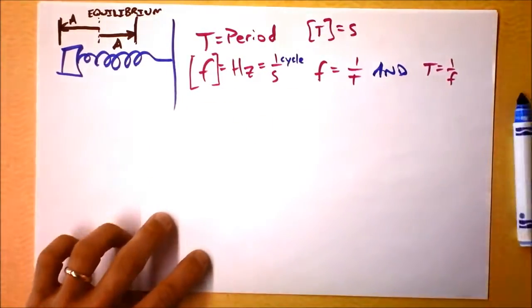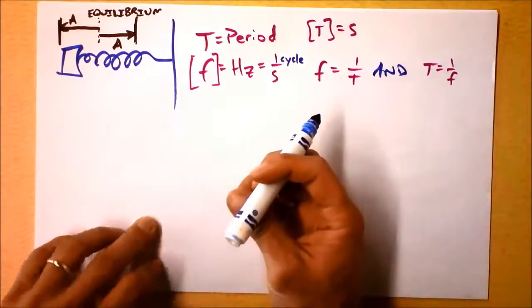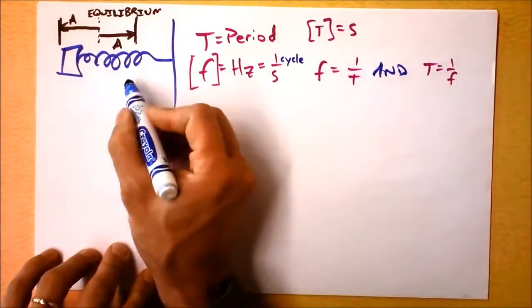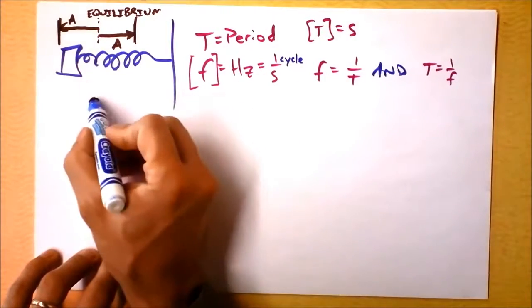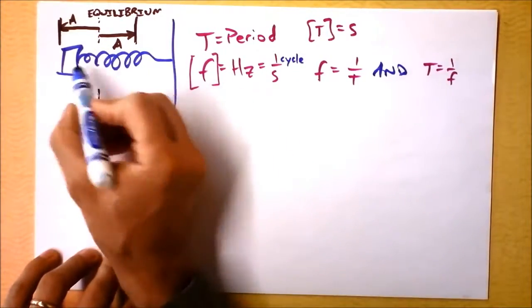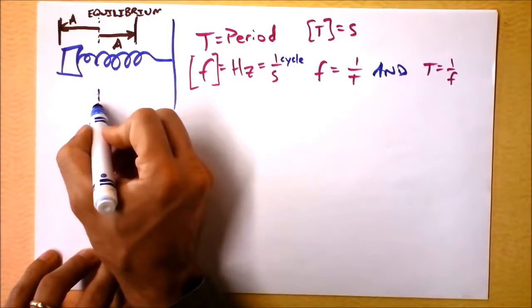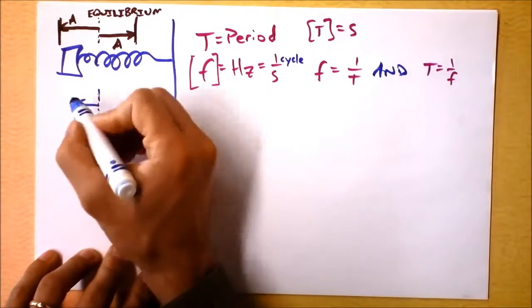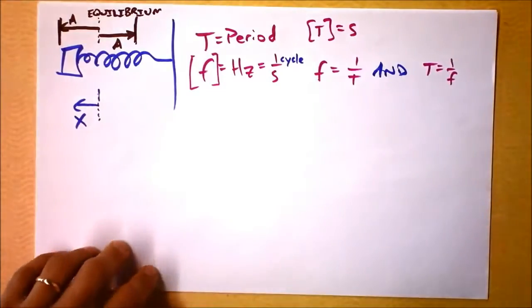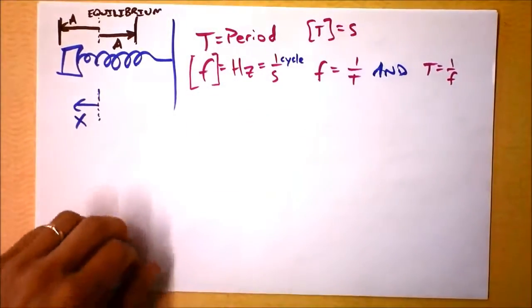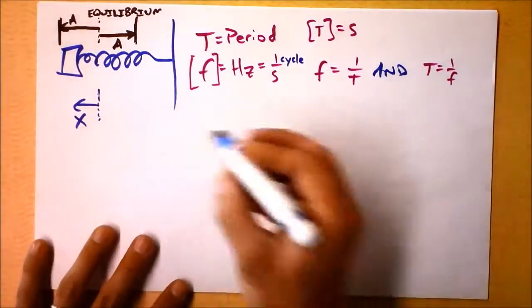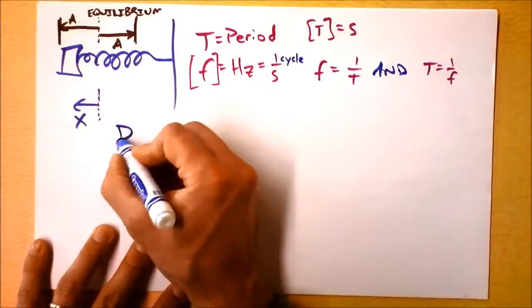The next thing is to define position. I'm going to define the position of the mass, starting from 0, and let's say that it's positive this direction. This is going to be my x-axis right there. And then that would be negative x. So if we do that, we can make this definition.